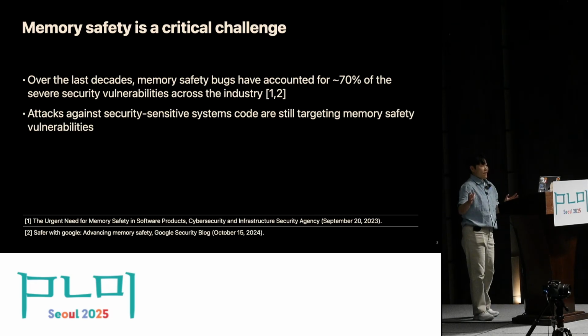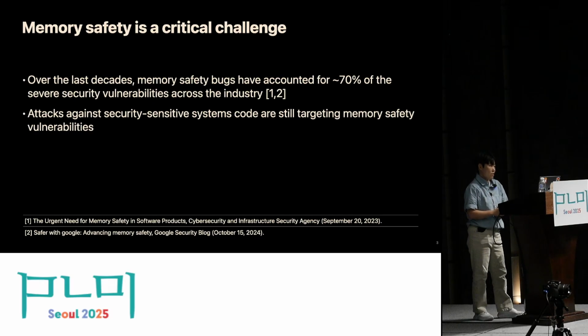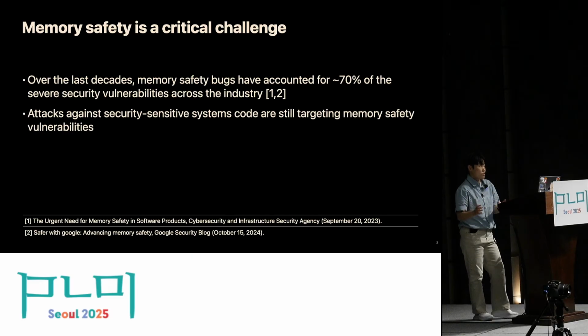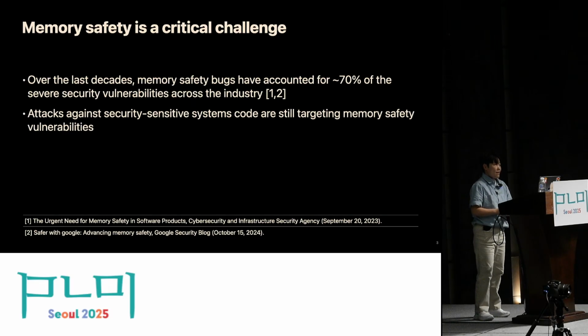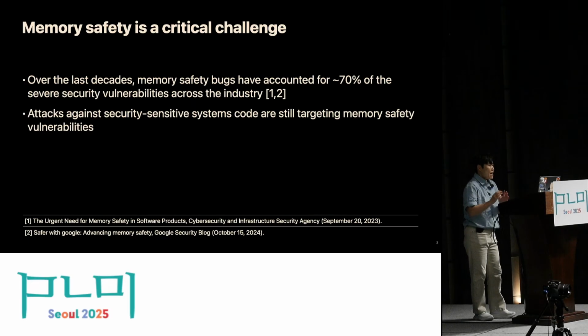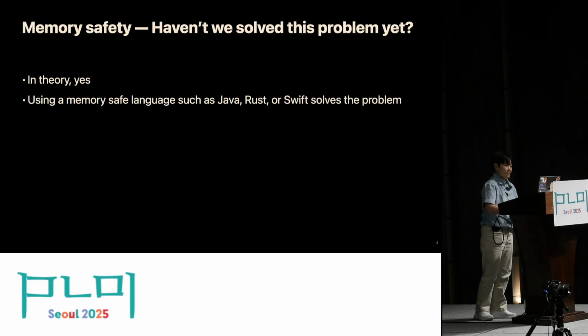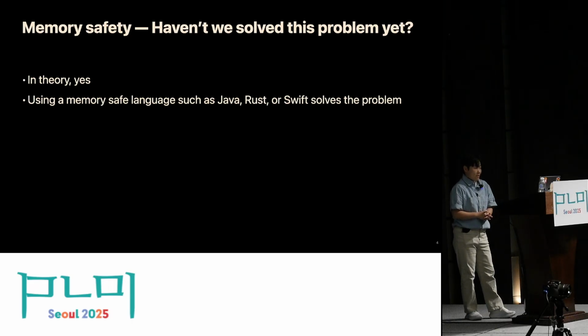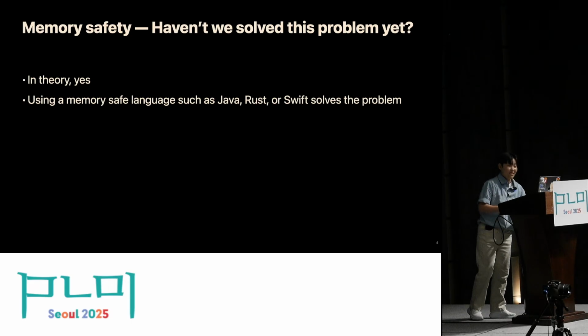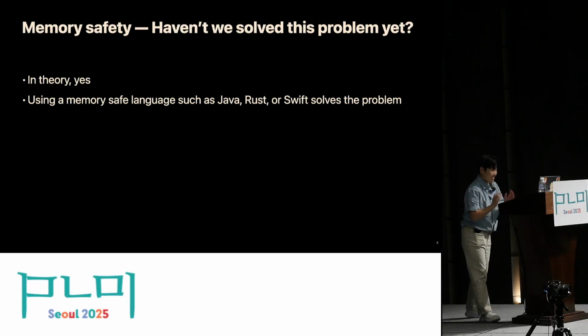Over the last decades, memory safety bugs have accounted for about 70% of the severe security vulnerabilities across the industry. Even today, attackers against security-sensitive systems are mainly targeting memory safety vulnerabilities. You might be wondering why memory safety is still an issue, and Zach already talked about it. Haven't we solved this problem yet?